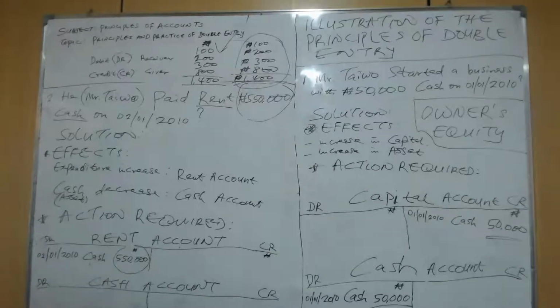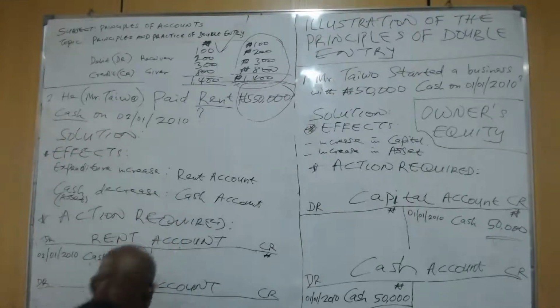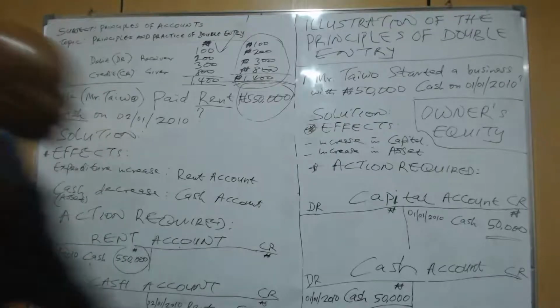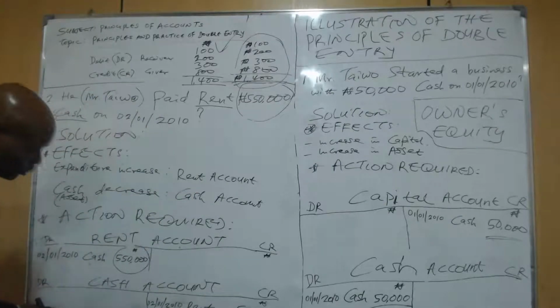So having debited rent with cash, we will not credit cash account with rent. Why? Cash is the giver. Put your naira sign, use your date, 2nd January 2010. We are crediting cash account with rent, 550,000 naira. Is that understood?